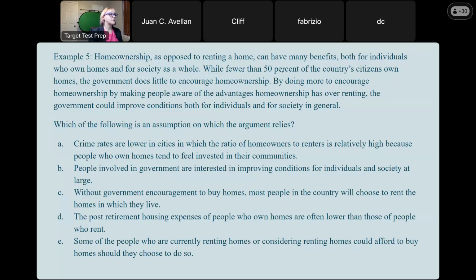So they're saying fewer than 50% of the country's citizens own homes, but the government does little to encourage home ownership. So this sort of is trying to explain why that's the case, but we aren't concerned with why the premise is the case because it doesn't matter why people are renting, just that most people are renting. And then without government encouragement to buy homes.